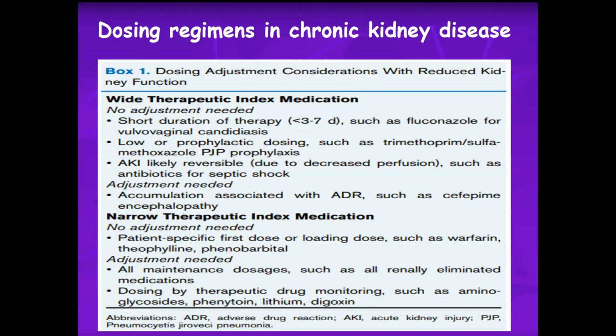When a drug has a narrow therapeutic index, there is no adjustment needed, especially in your loading dose. The patient-specific first dose or loading dose, such as warfarin, theophylline, phenobarbital. The adjustment is needed in all maintenance dosages, such as all renally eliminated medication. Dosing by therapeutic drug monitoring, such as aminoglycosides, phenytoin, lithium, and digoxin.